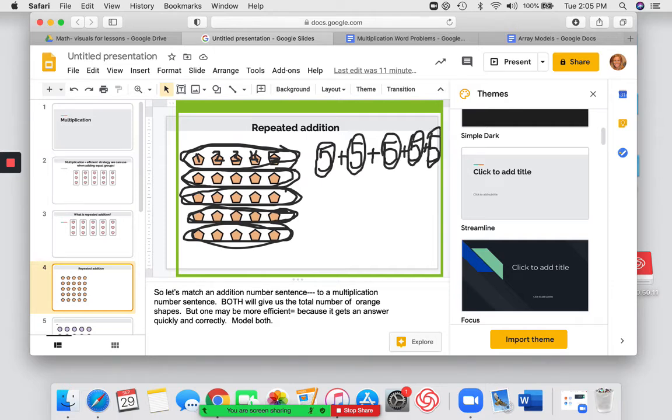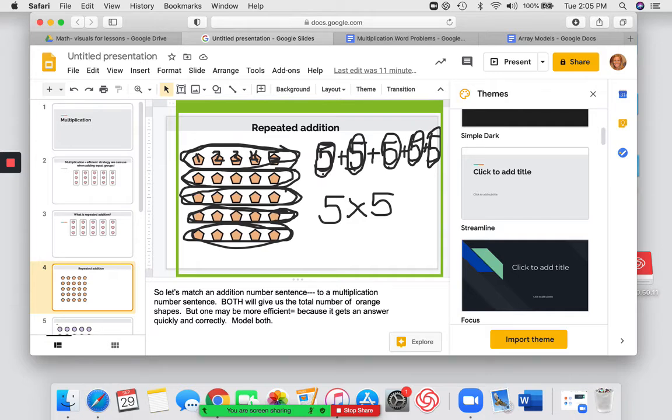How many groups do you see in this addition number sentence? Or how many 5s do I see? 1, 2, 3, 4, 5. There are 5 groups. And how many are in each group? Well, look at my number. I keep adding 5 over and over. There are 5 groups of 5, which also is 5 times 5.